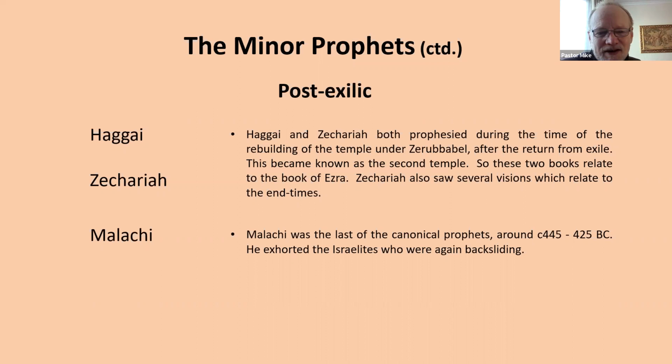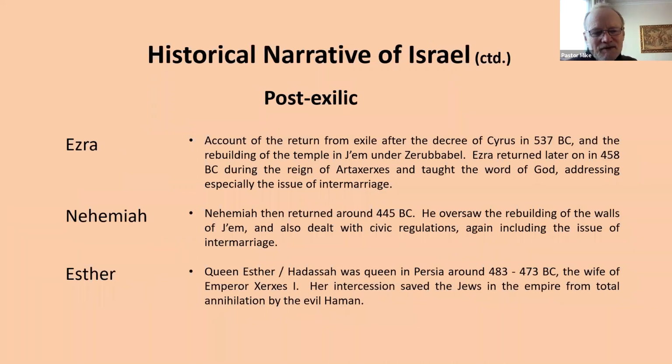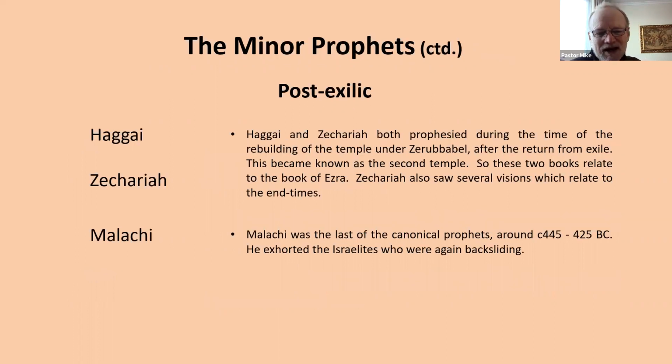But these two books, Haggai and Zechariah, relate to the book of Ezra. And Zechariah also saw many visions which relate to the end times. It's a very interesting book to read. So if we go back here, go to Nehemiah, second down, you see that he returns around 445 BC. As well as overseeing the rebuilding of the walls, he's also dealing with civic regulations and so on. Well, around about his time, or just after his time, you get the prophet Malachi being raised up. And Malachi was the last of the canonical prophets.